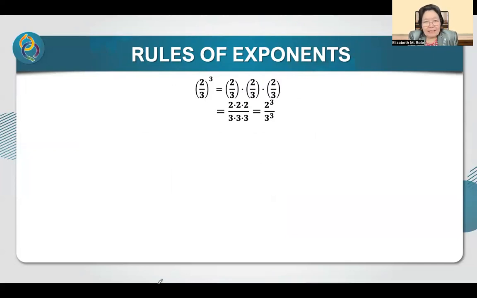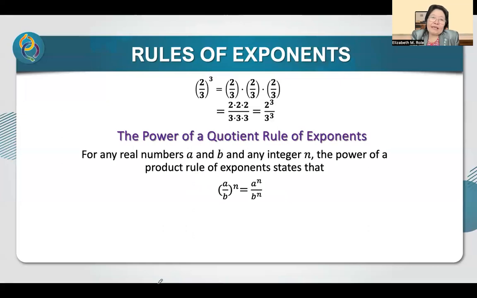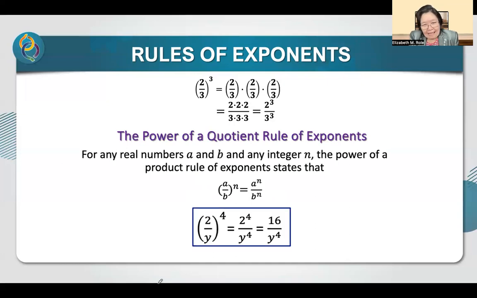When we now have a quotient raised to a power, it's just the same. You just raise the numerator to that power and raise the denominator to that power. We call it the power of a quotient rule, where a over b raised to the n is just a to the n over b to the n. An example is 2 over y raised to the fourth, which is the same as 2 to the fourth over y to the fourth, which is 2 times 2 times 2 times 2, or 16, over y to the fourth.